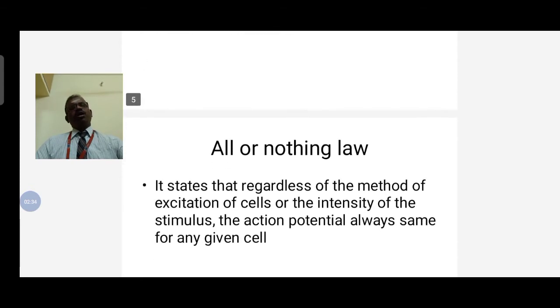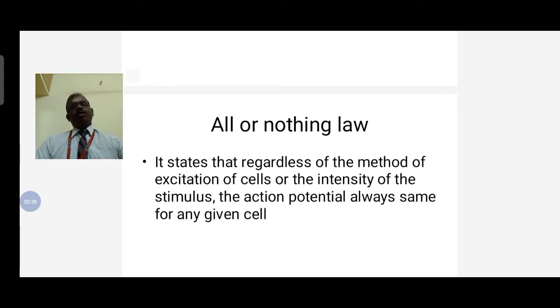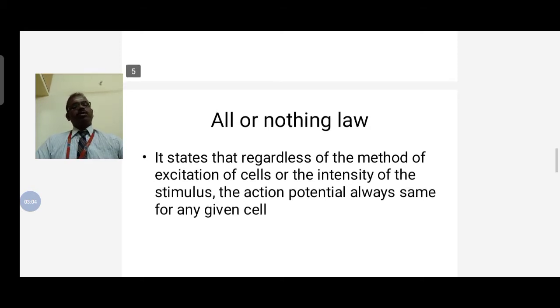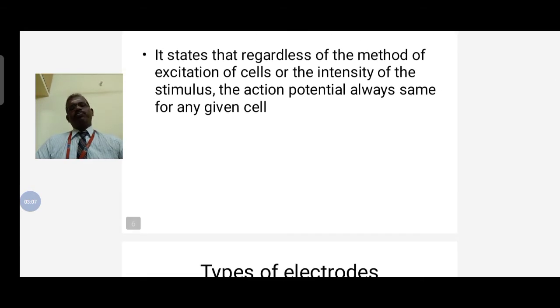And next one is the all or nothing law. What is meant by all or nothing law? It states that regardless of the method of excitation of the cell or the intensity of the stimulus, the action potential is always the same for any given cell. That is the definition for the all or nothing law.